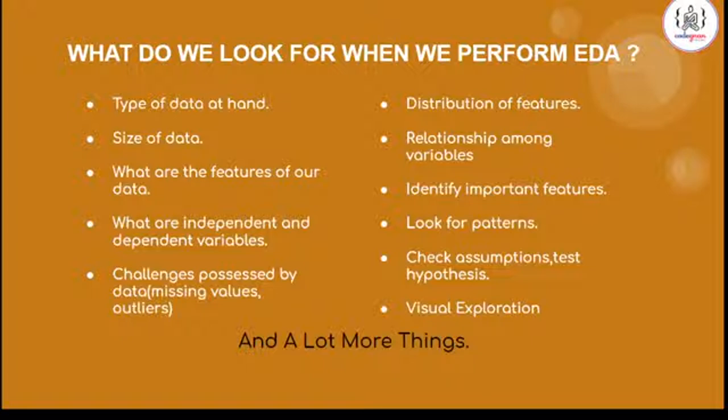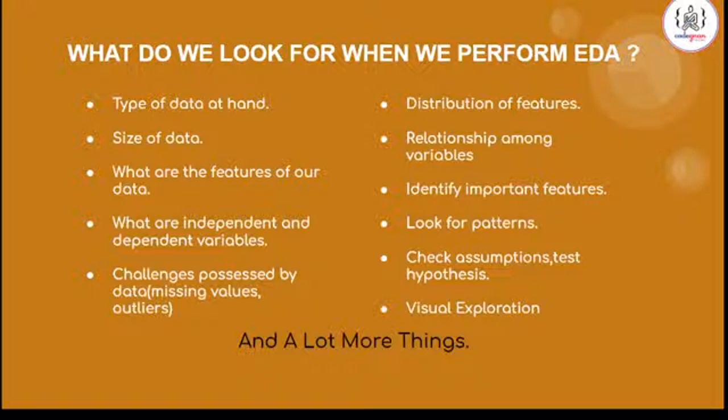Then we look for what our independent features and our dependent feature are. Is there just one independent and one dependent variable, or are there many independent and just one dependent variable, or many independent and many dependent variables? So we try to find that. Then we try to look for the challenges posed by this data, like missing values and outliers. These are some of the challenges that any data set possesses.